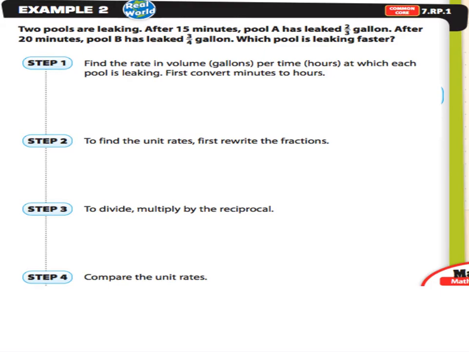So for pool A, we have 2/3 gallons in 15 minutes. Now the reason that we're going to change the minutes to hours is because it's going to make it easier for us to work with, because these numbers, the 15 and the 60, make things really large. So if we can think of things in terms of fractions, I know it sounds funny, but it makes it a little bit easier for us. So we know 15 minutes is 1/4 of an hour. And then we have still 2/3 of a gallon.